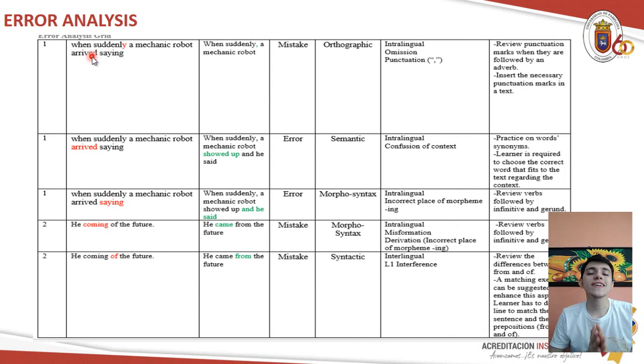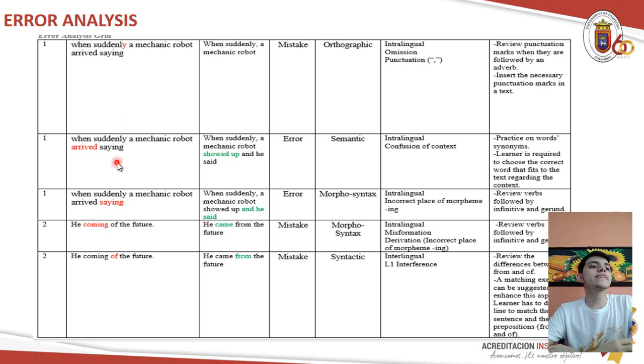So this is a mistake because he already knows how to use those punctuation marks, and he forgot it. So the classification of this error is orthographic, and the source of error is intralingual omission, because it's missing this important element. This is the punctuation mark, which is the comma. And I suggest to review the punctuation marks when they are followed by an adverb, because after suddenly it's mandatory to use this comma after this adverb. Insert the necessary punctuation marks in a text.